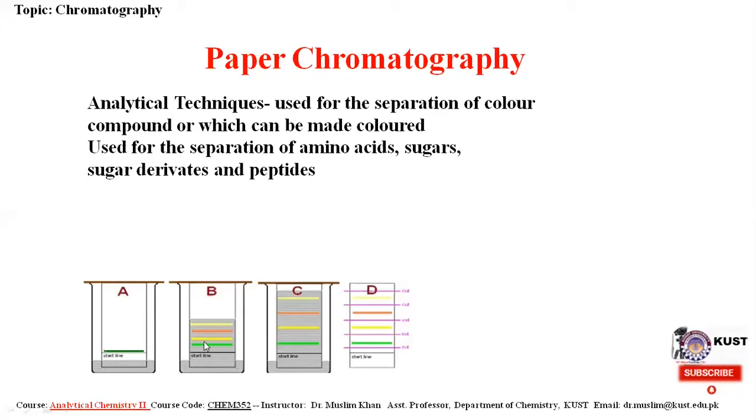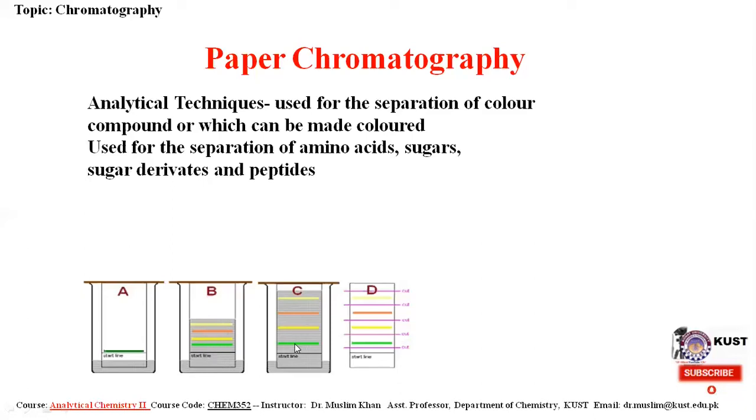Here you see the solvent moves up through this paper by capillary action. Once this solvent dissolves these different components, they travel through the stationary phase along with the mobile phase. As I mentioned before, these different components have different interactions with the stationary phase as well as with the mobile phase. So different compounds in this mixture travel at different rates.